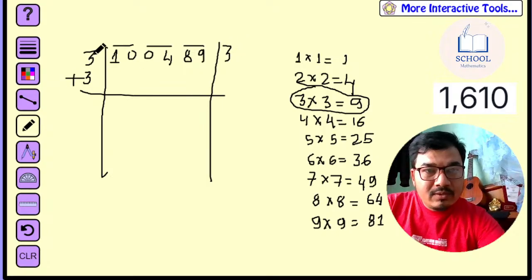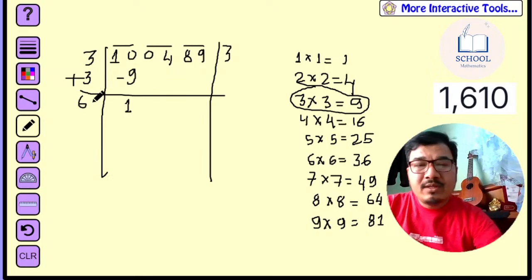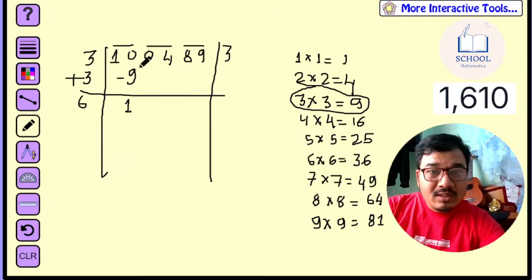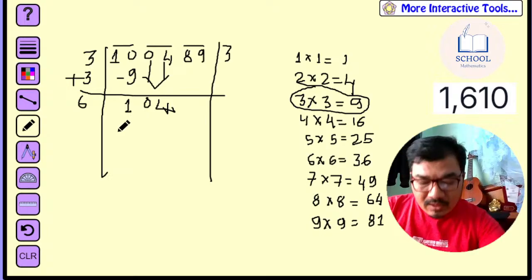3 3s are 9, right? Now here we subtract: 10 minus 9 is 1, and these 2 digits we have to add and write as 6. Keep some space here to write another digit. Now when you drop this, both digits of the pair will come down. That's why we have made the pair. While dropping the digit, these 2 digits will come together.